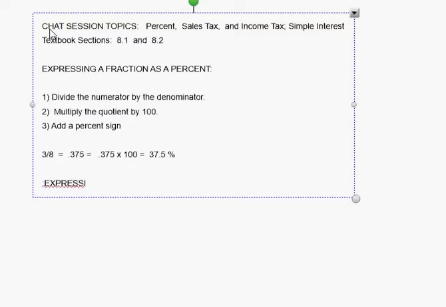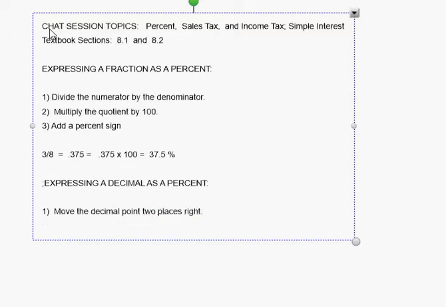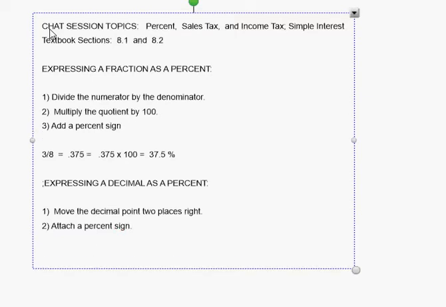Expressing a decimal as a percent. We move the decimal point 2 places right, and we attach a percent sign. So in other words, 6.123 becomes 612.3%.